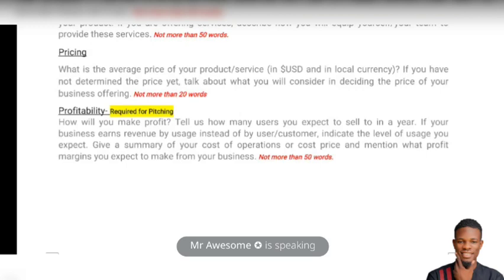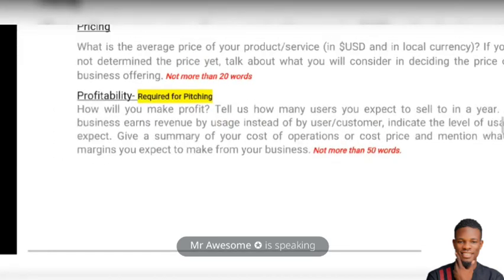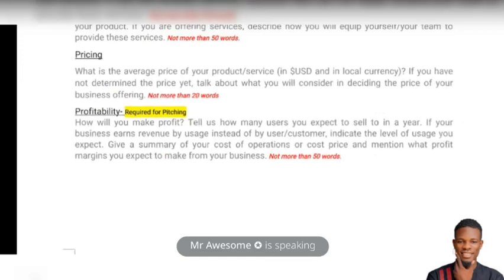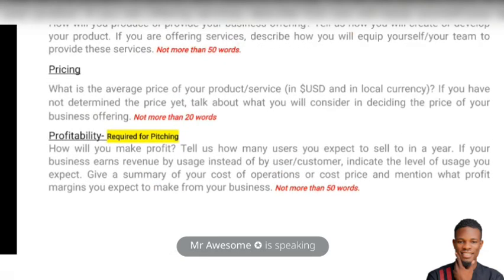So about profitability, how will you make profit? Tell us how many users you expect to sell to in a year. If your business earns revenue by usage instead of by user/customer, indicate the level of usage you expect. Give a summary of your cost of operations or cost price and mention what profit margin you expect to make from your business. Now, how will you make profit in your business? For DEXA, we make profit by selling digital courses. We sell digital courses to people who are interested in them. When they pay, we make profit.